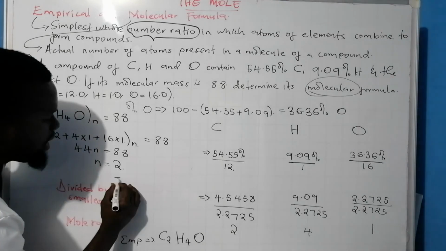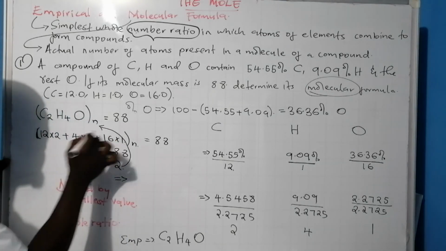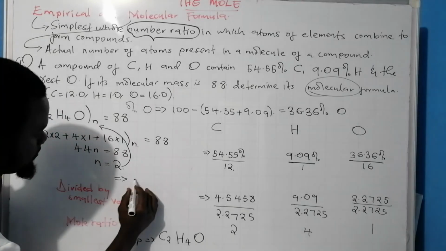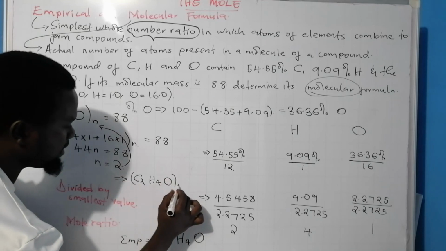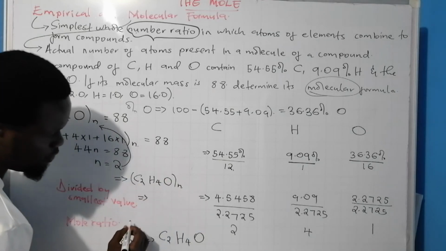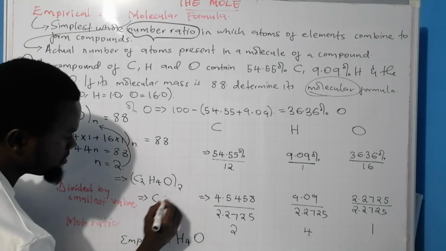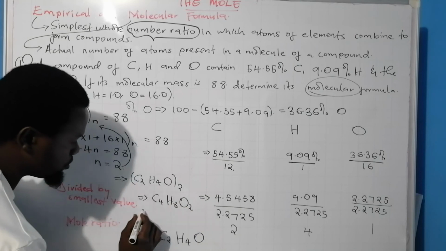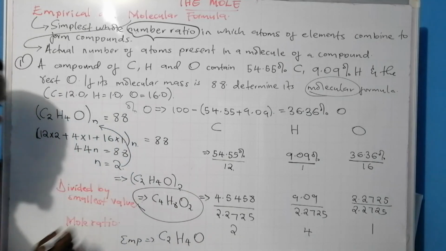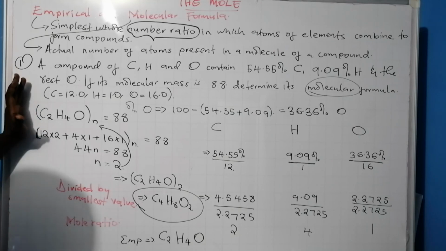Now, how do I write the molecular formula? I replace the value of n in this equation. So what will I have? C2H4O times n. So the molecular formula will be equivalent to C4H8O2. So this will be the molecular formula of this compound.